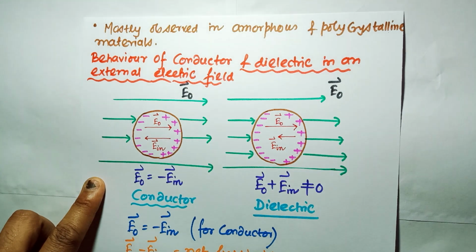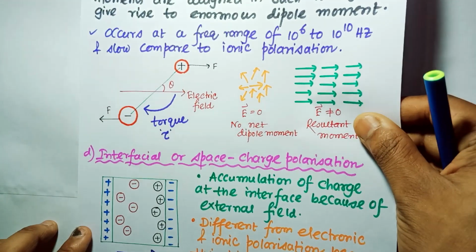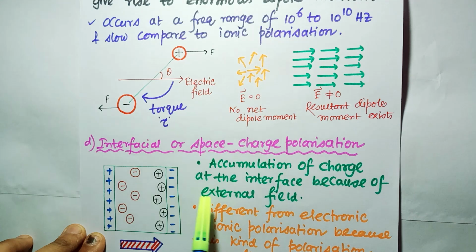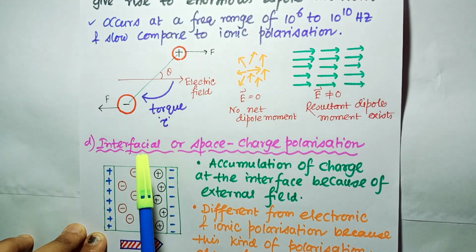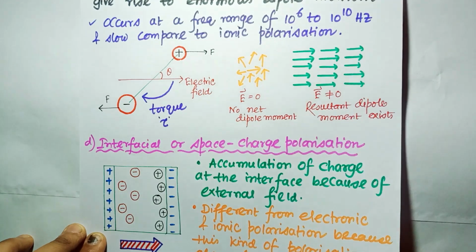From this figure you can see that there will be movement of the bound positive and negative charges. Along with them there will be movement of the electrons or free charge carriers, which I have not depicted here. So in the case of interfacial or space charge polarization, there will be movement of the bound charges along with free charge carriers like electrons.